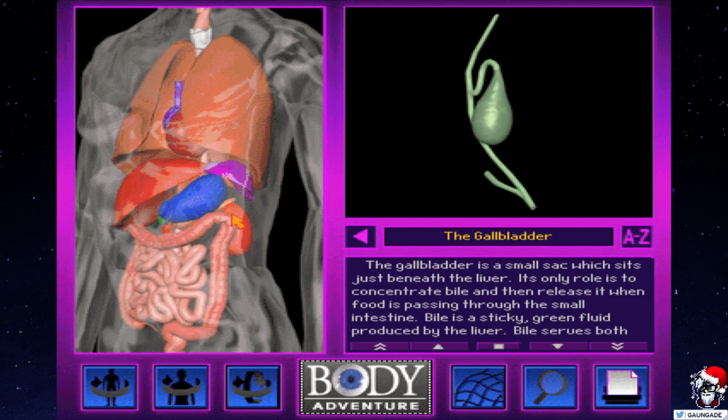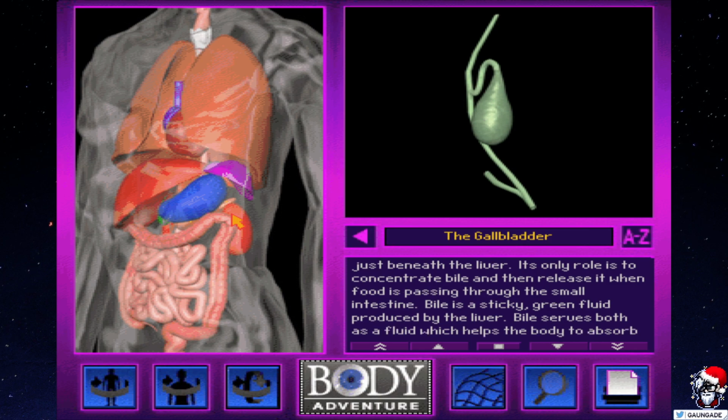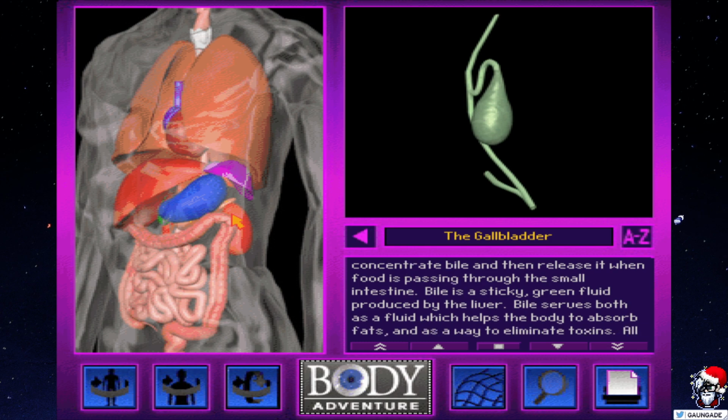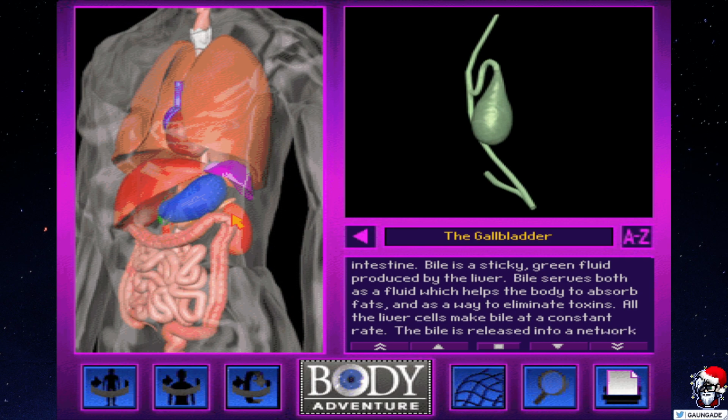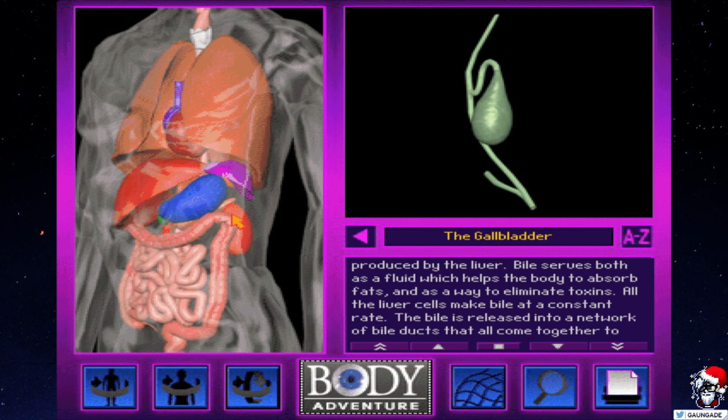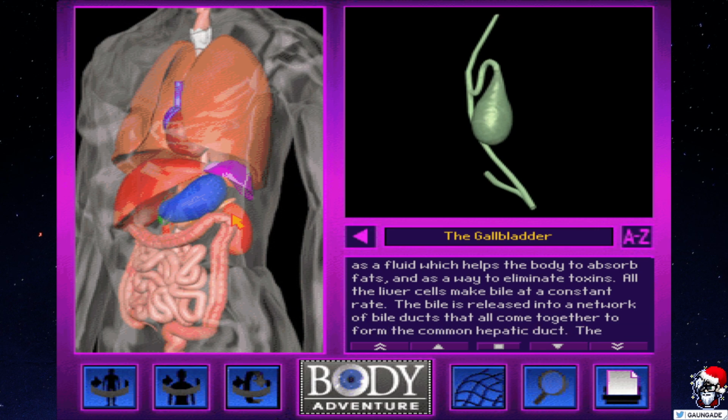The gallbladder is a small sac which sits just beneath the liver. Its only role is to concentrate bile and then release it when food is passing through the small intestine. Bile is a sticky green fluid produced by the liver. Bile serves both as a fluid which helps the body to absorb fats and as a way to eliminate toxins. All the liver cells make bile at a constant rate.